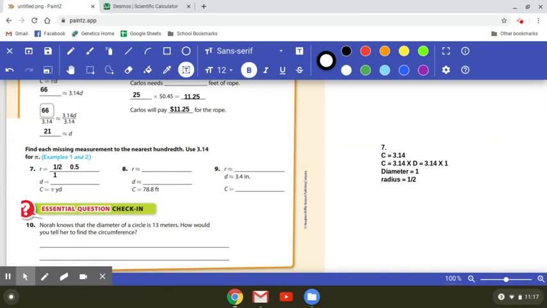All right, let's do one more, and then I'll leave number 9 for you. So the circumference is equal to 78.8. So 78.8 equals 3.14 times the diameter. So that means since it's a times, to get it by itself, we need to divide both sides. So that's going to be 78.8 divided by, sorry, 3.14.